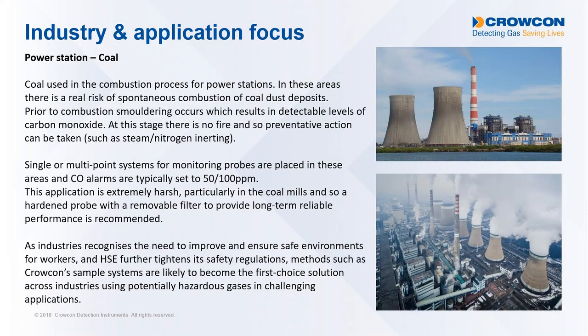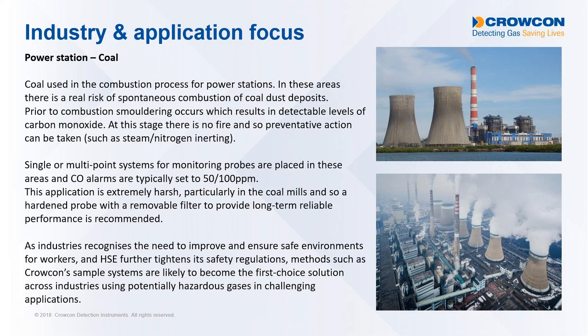So looking at some very common requirement applications. First of all, a power station with regards to coal. Coal is used in the combustion process for power stations in some cases. In these areas, there's a real risk of spontaneous combustion of the coal dust deposits. But prior to the combustion, we're seeing a smoldering. This results in detectable levels of carbon monoxide. At that stage, there's no fire, so preventive actions can be taken, such as steam or nitrogen inerting. So this is an important stage for us to be able to monitor the gas and make sure that we're able to provide a monitoring update at this time.